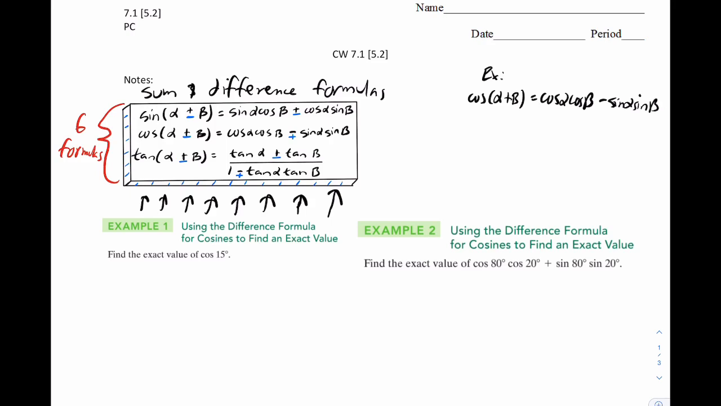Now, to help you remember these formulas, a couple of things happen here. For sine, notice that the sign stays the same. For cosine, notice how the sign switches. And for tangent, it's a fraction. This part's pretty cool. The top stays, and the bottom will switch. And that's because tangent is sine over cosine. So that would make sense that it should stay on the top and switch on the bottom.